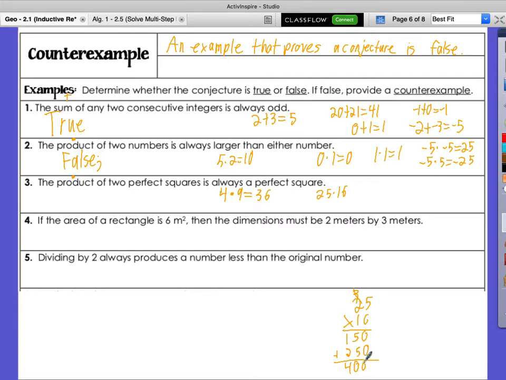400. 400 is 20 times 20. Does it have to be two different perfect squares or the same? The product of any two perfect squares. So 25 times 16 would be 4 different. No, it's false. 36 times 36. 4 times 4 isn't a perfect square. 4 times 4 is what?